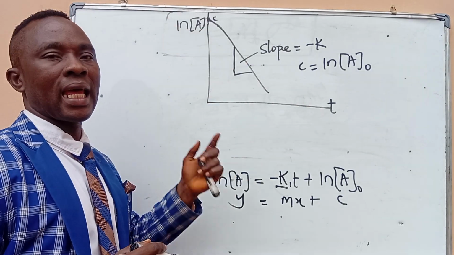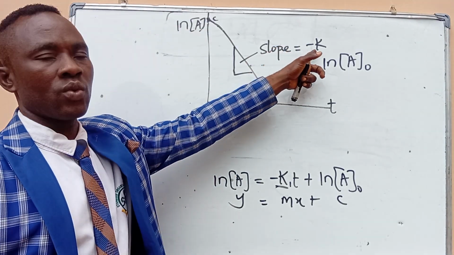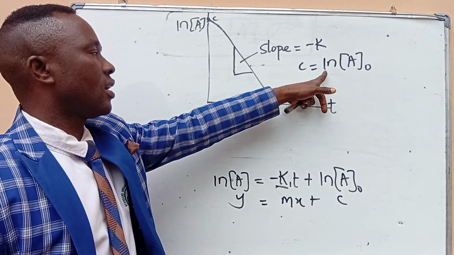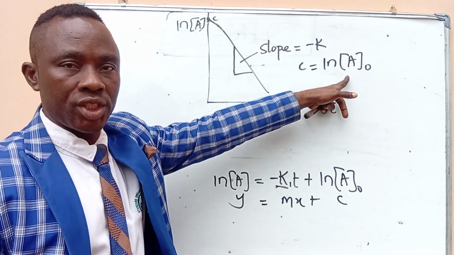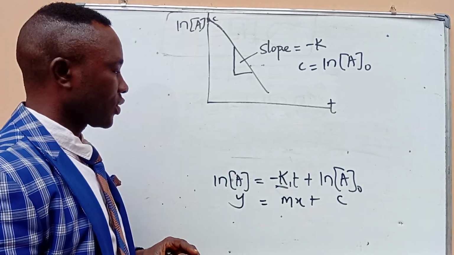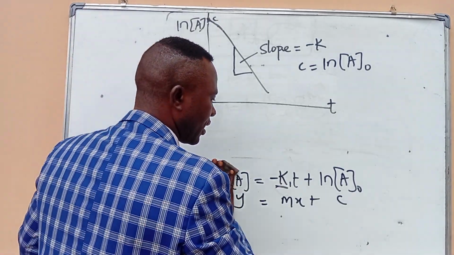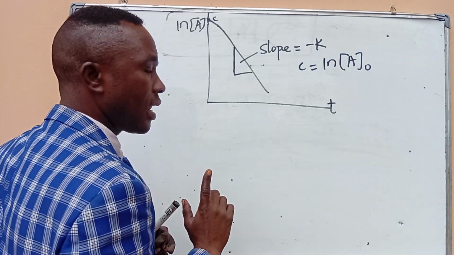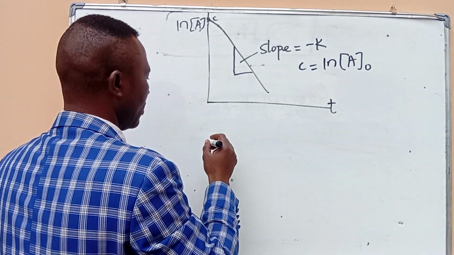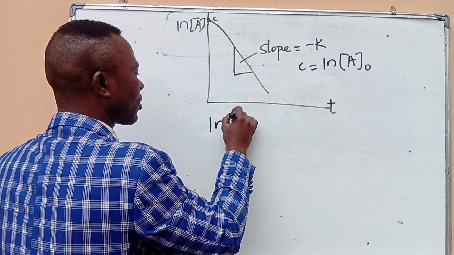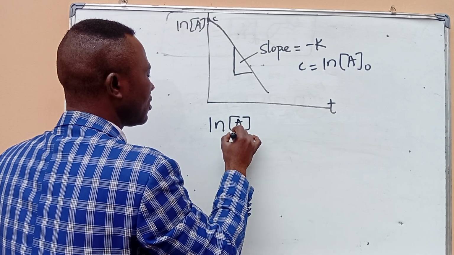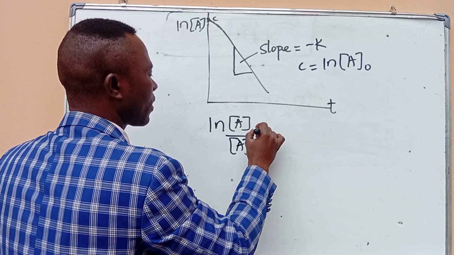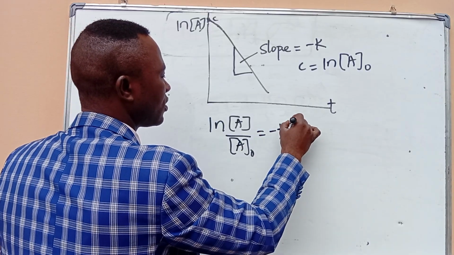It will give you a straight line graph in which the slope is negative, and the intercept is ln of the original or initial concentration. Now, having taken this, you see that earlier we got that ln of final concentration over that of initial is equal to minus kt.